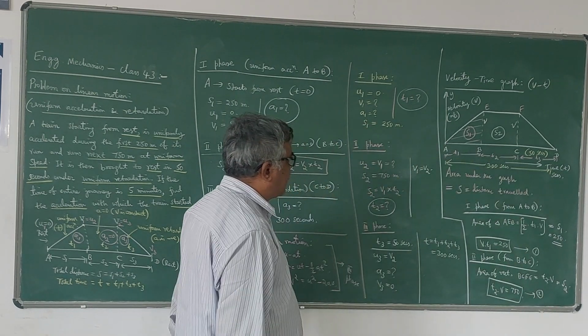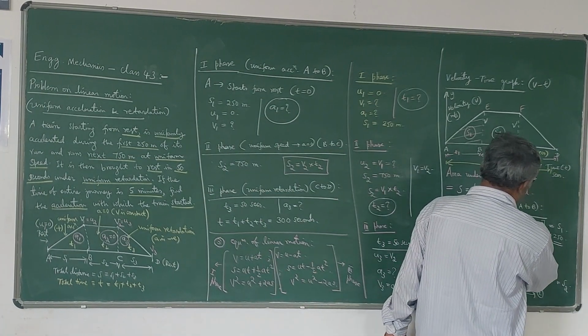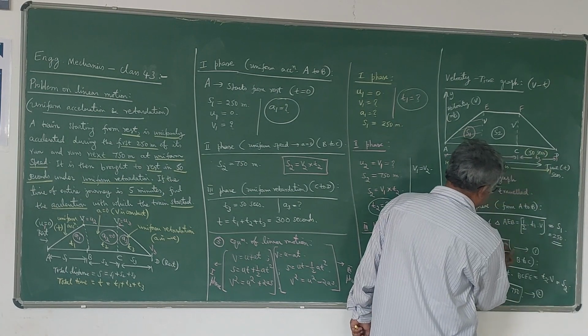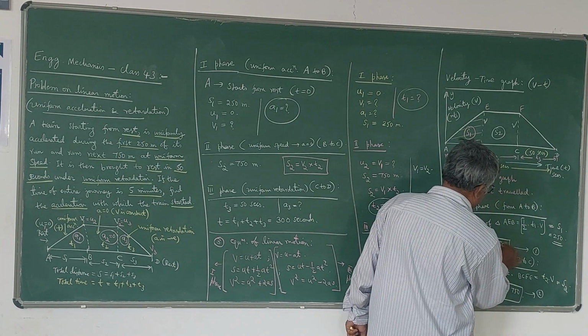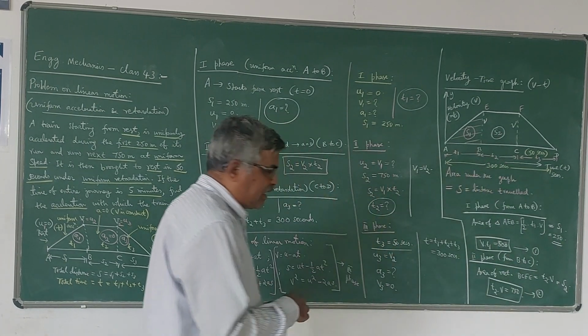Here half into T1 into V is this much. So this becomes 500. This number is 500. This is the second equation.